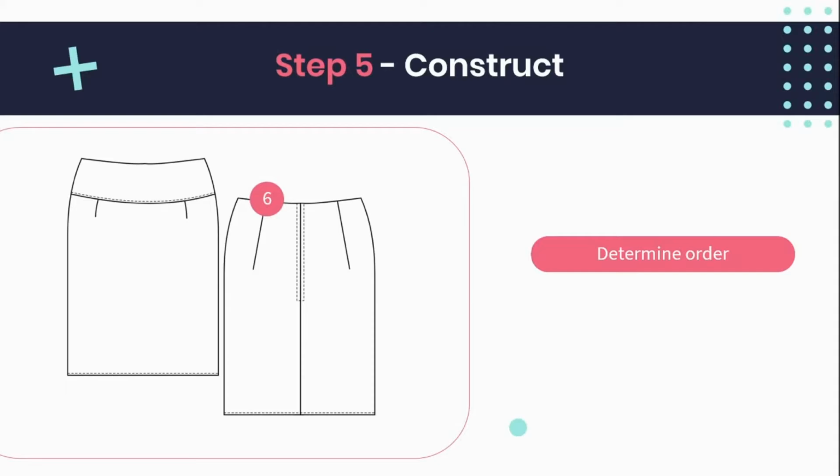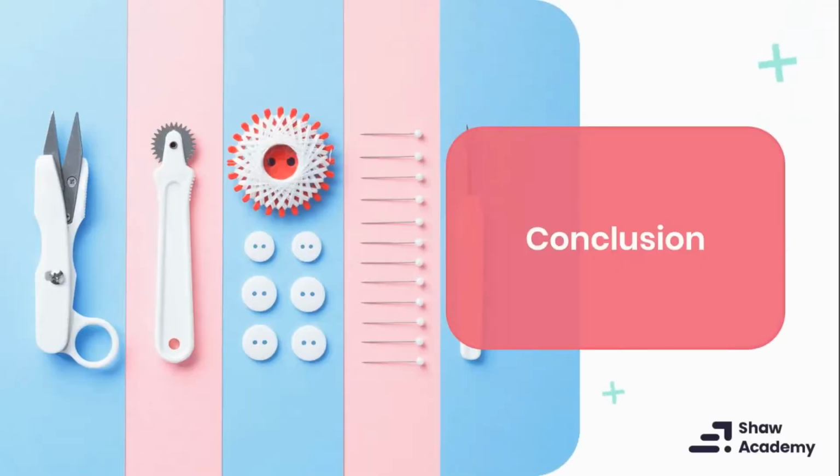Now that you know the order, you can thread your machine with a color the same or slightly darker than your fabric and start sewing your skirt. I hope that whenever you feel a little stuck, you will remember to break your project down into smaller bits. This technique does not only work with garment construction, but with most things in life.